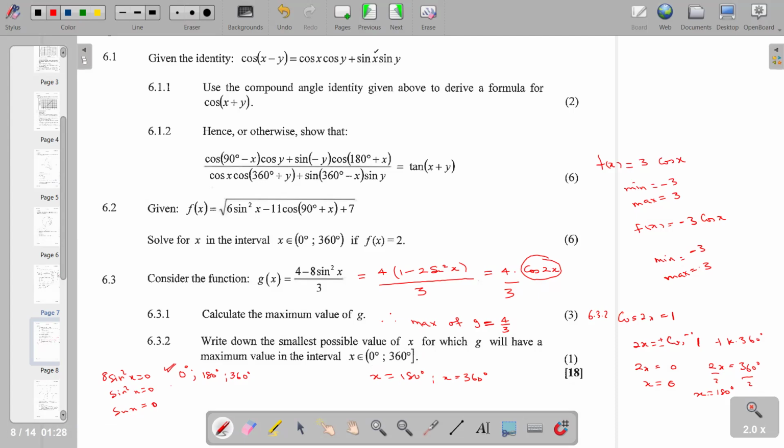They say write down the smallest possible value of x, so the smallest possible value between all these. So our final answer is x equal to 180. This one cannot be accommodated because it's not the smallest. 0, we said cannot be accommodated because it's not included. We used a circular bracket. Thank you.